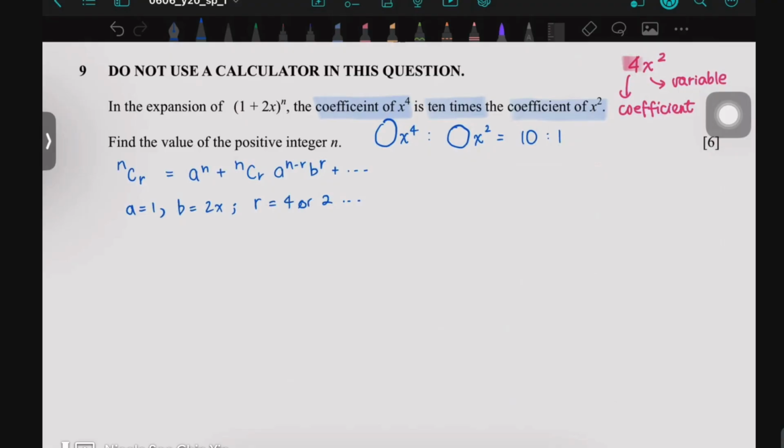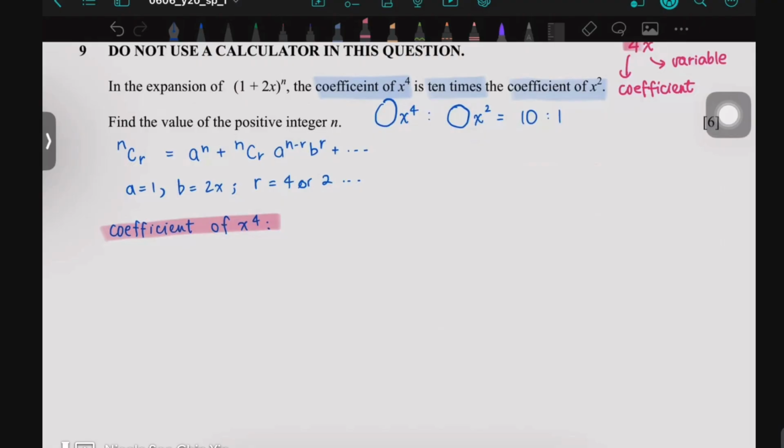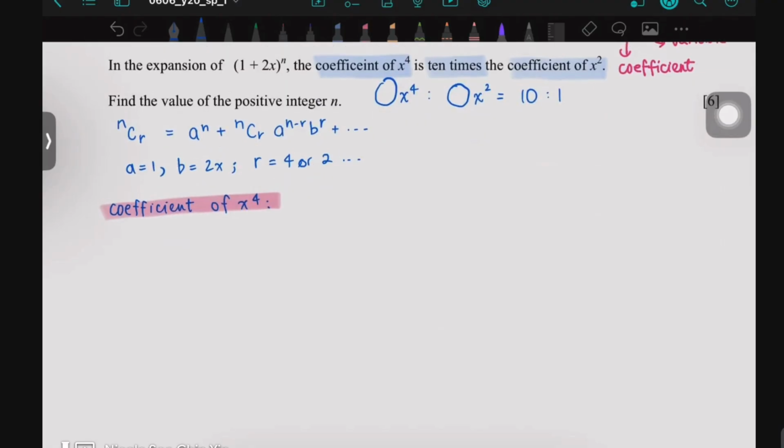Okay, now we start. We find the coefficient of x^4 first. We separate it to do it, because Alvin told me he's a bit worried, so I try to slow down and separate it to do it. Okay, coefficient of x to the power of 4. In the expansion, we're going to use this part to work on it.